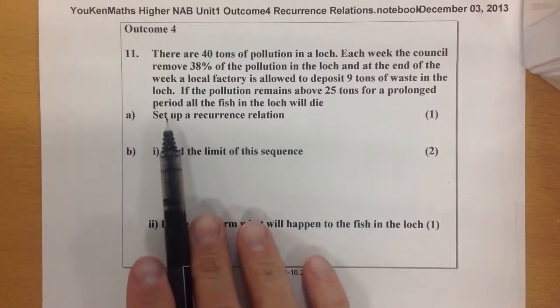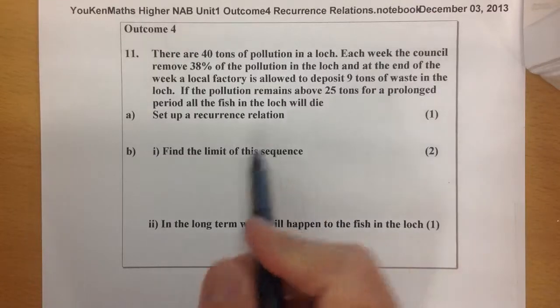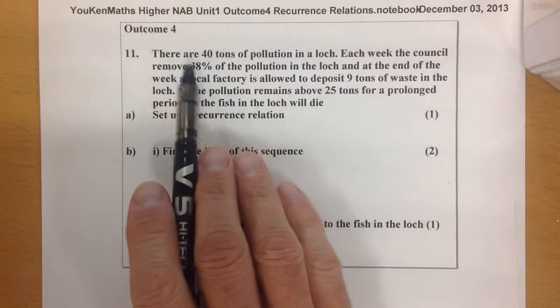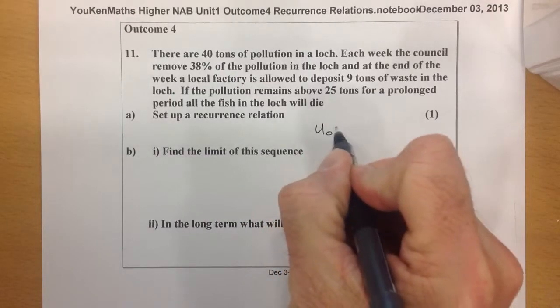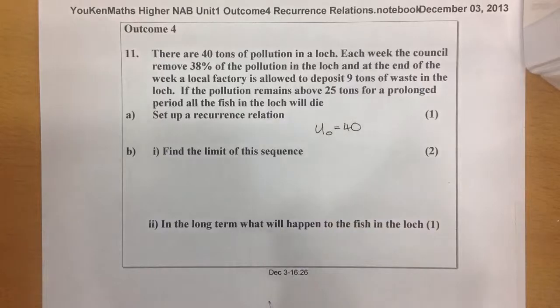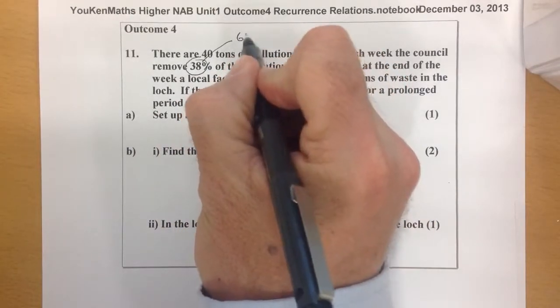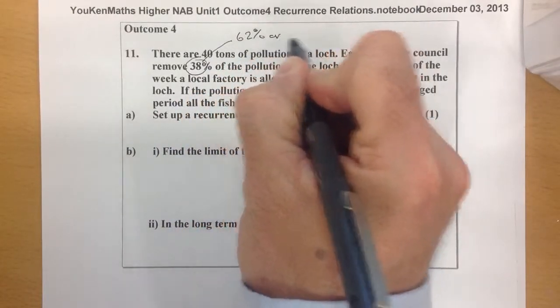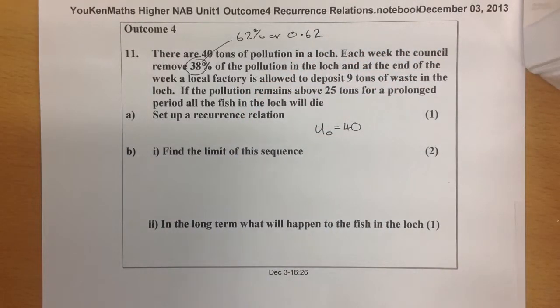So the first thing I've been asked to do is to set up a recurrence relation for this question up above. So the first thing that I can see here is that I'm starting off with 40 tonnes of pollution in the loch. So I know that that will give me a U0 value of 40. Each week the council remove 38%, and remember, I'm not interested in what's removed, I'm really interested in what's left behind. So what's left behind when 38% is removed will be 62%. Or what I can do is I can say that that's 0.62. And that's important for me there as well.